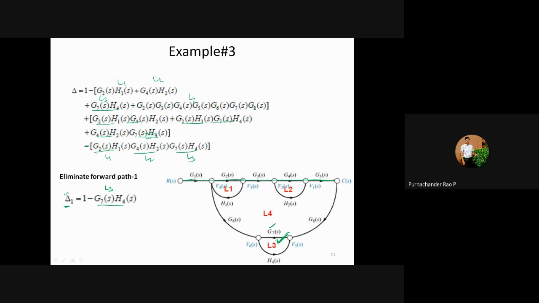Okay. So with the help of these values, now you can find out the transfer function. This transfer function is not given, you just substitute here. So C of S by R of S is equal to P1 delta 1 divided by delta. P1 is nothing but G1, G2, G3, G4, G5 into this 1 minus of G7 H4, divided by this total delta. Here, this value we need to substitute. So that is your final transfer function.